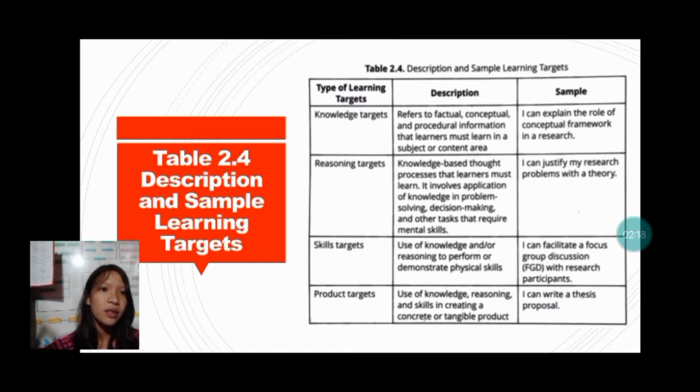Skills target defines use of knowledge and/or reasoning to perform or demonstrate physical skills. Sample, "I can facilitate a focus group discussion with research participants." In product targets, the use of knowledge, reasoning, and skills in creating a concrete or tangible product. Sample, "I can write a thesis proposal."